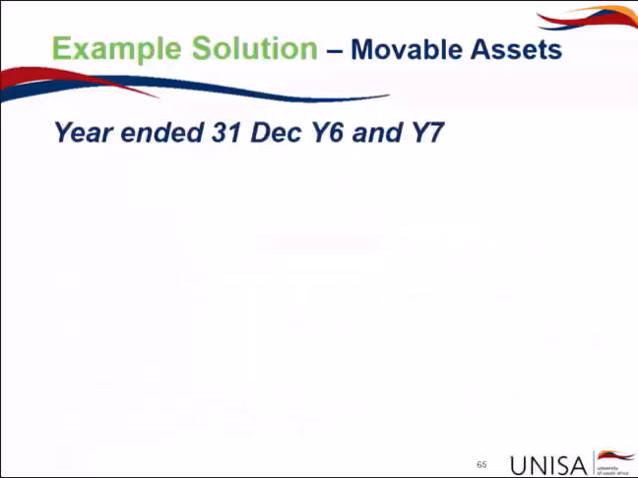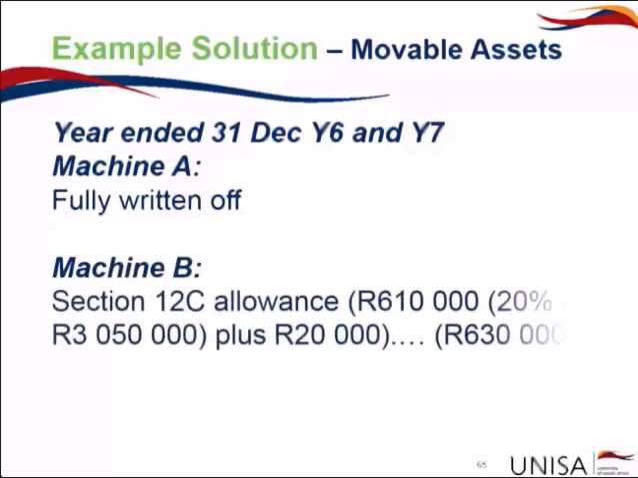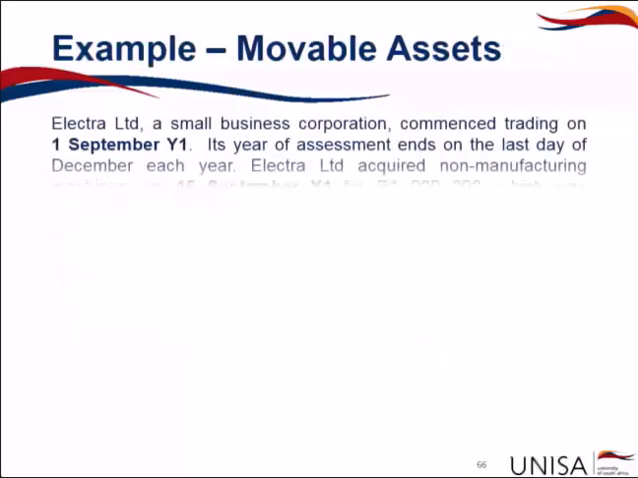We will then get another third in year 6 and the last third in year 7 as we write off machine B. If we have a quick look at year 6 and year 7, machine A is fully written off, nothing to do. Machine B, we still will get the 20% on the cost plus the 20,000 moving cost for both year 6 and then again in year 7 when we have written the machine as well as the moving costs off in total.